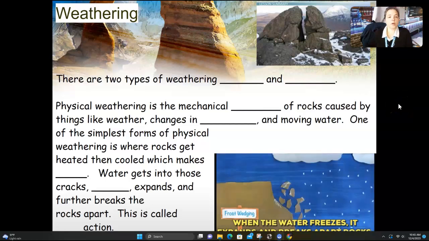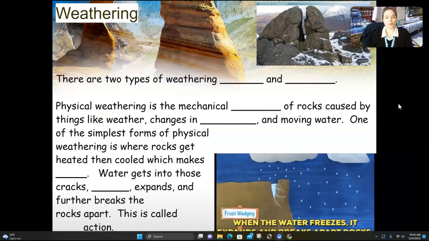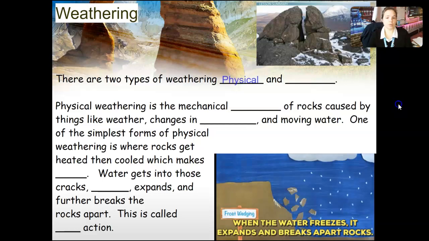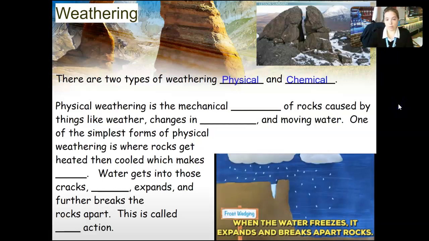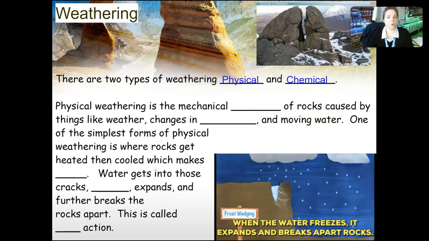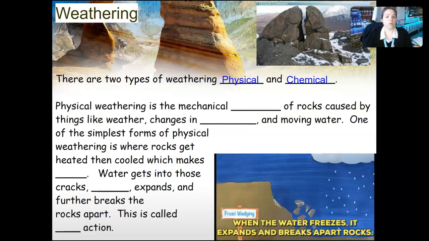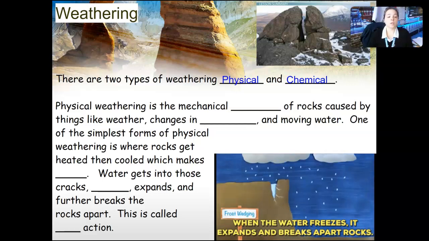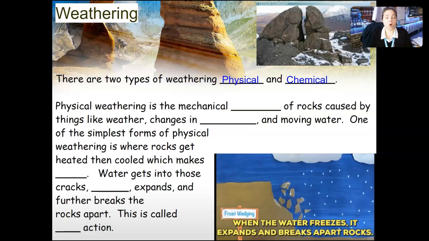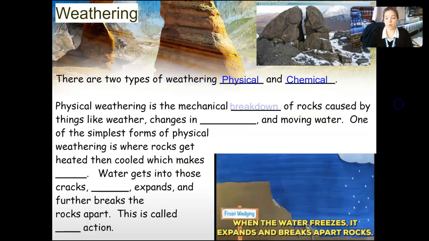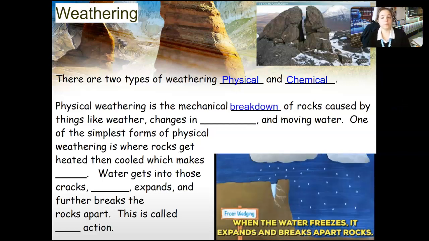About weathering and erosion. So there are two types of weathering: physical and chemical. The one we're going to look at first right now is physical, and then we'll look at chemical in a second. So physical weathering is also considered mechanical weathering or mechanical breakdown.